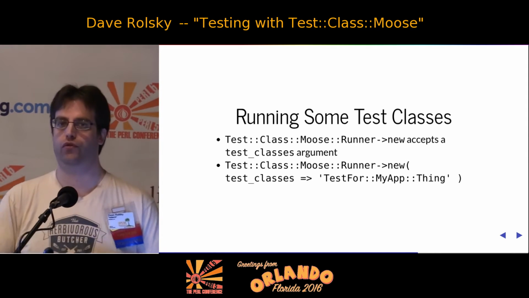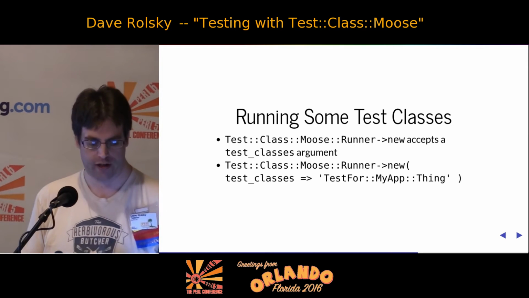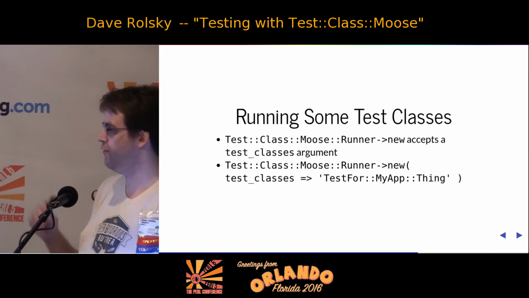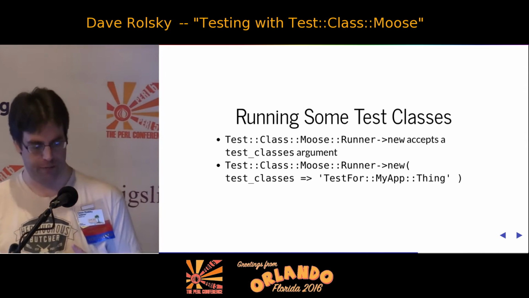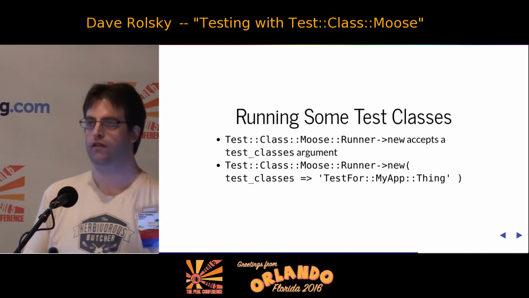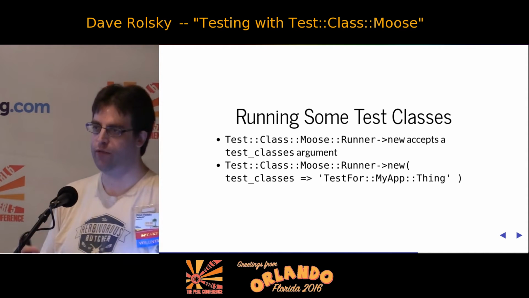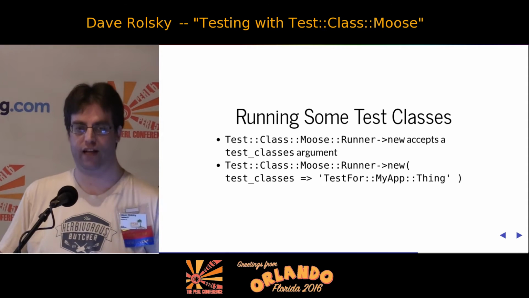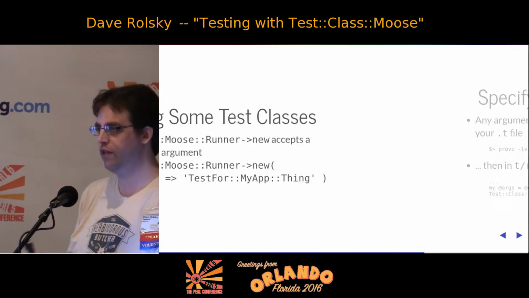You can also just choose to run some of the test classes if you want. So the new method for the runner accepts a test classes argument, which can be either a single string or an array ref containing strings, and those are class names. And if you give it that, it will only run those classes.